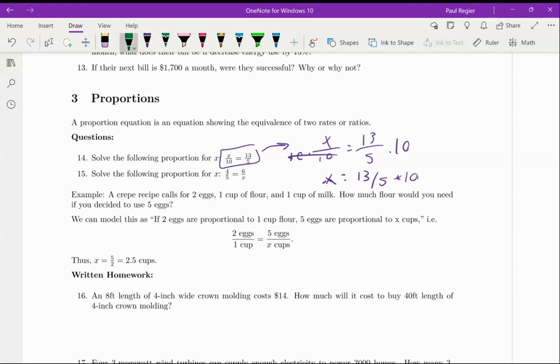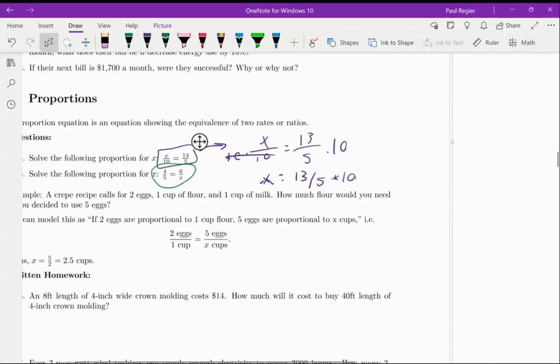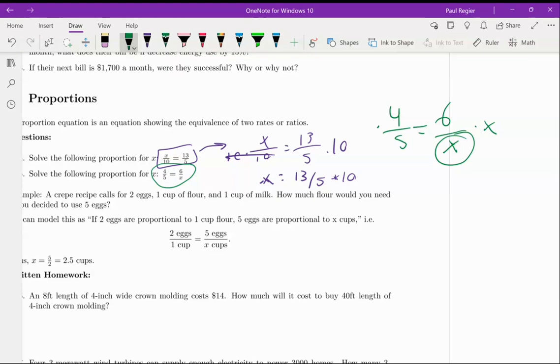But what about this one here? This one gets a little trickier. I'm going to write it over here. 4 over 5 equals 6 over x. Now the x is on the bottom. What do I do here? Well, really what I have to do is multiply both sides by x to get the x on the top. Boom. I get x times 4 over 5 equals 6. And then I divide by 4 over 5.